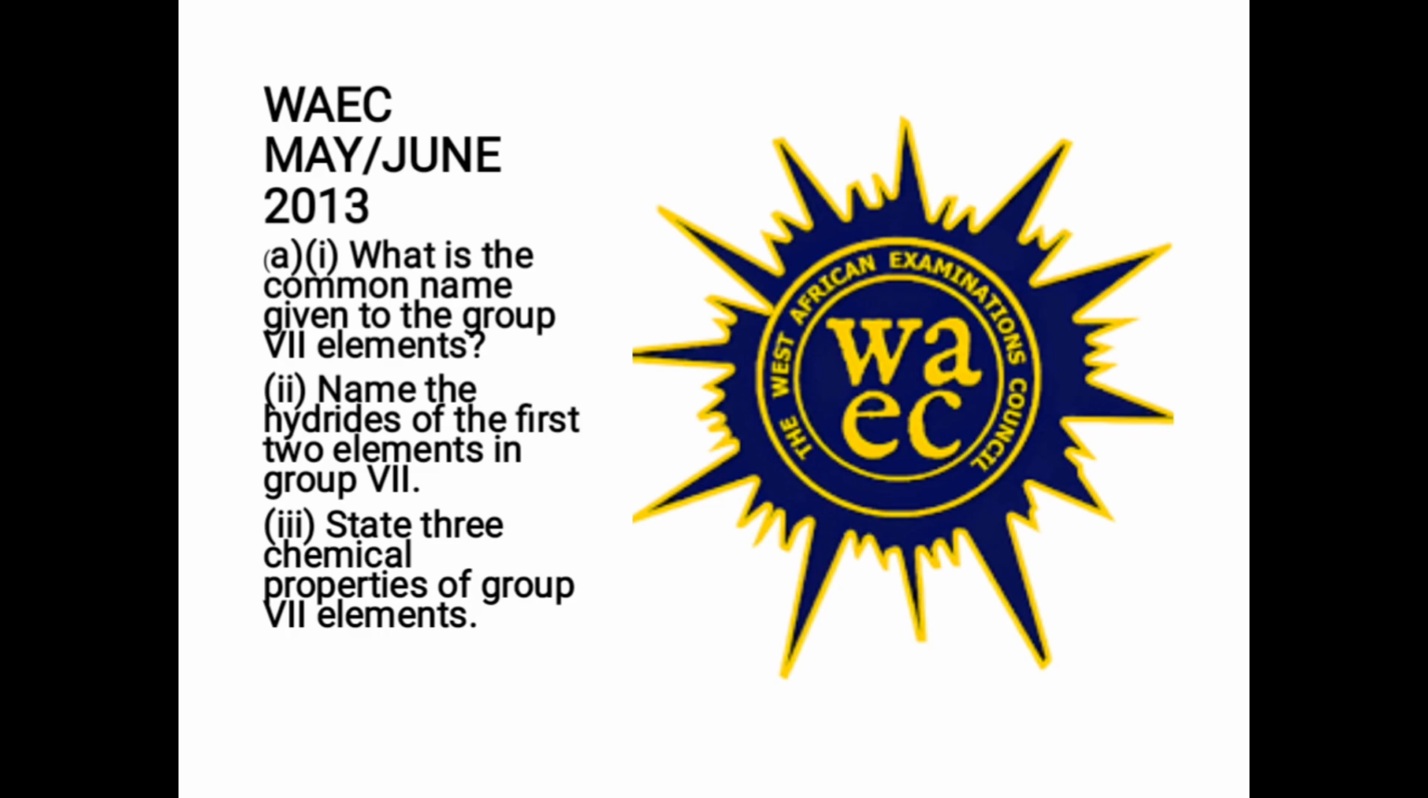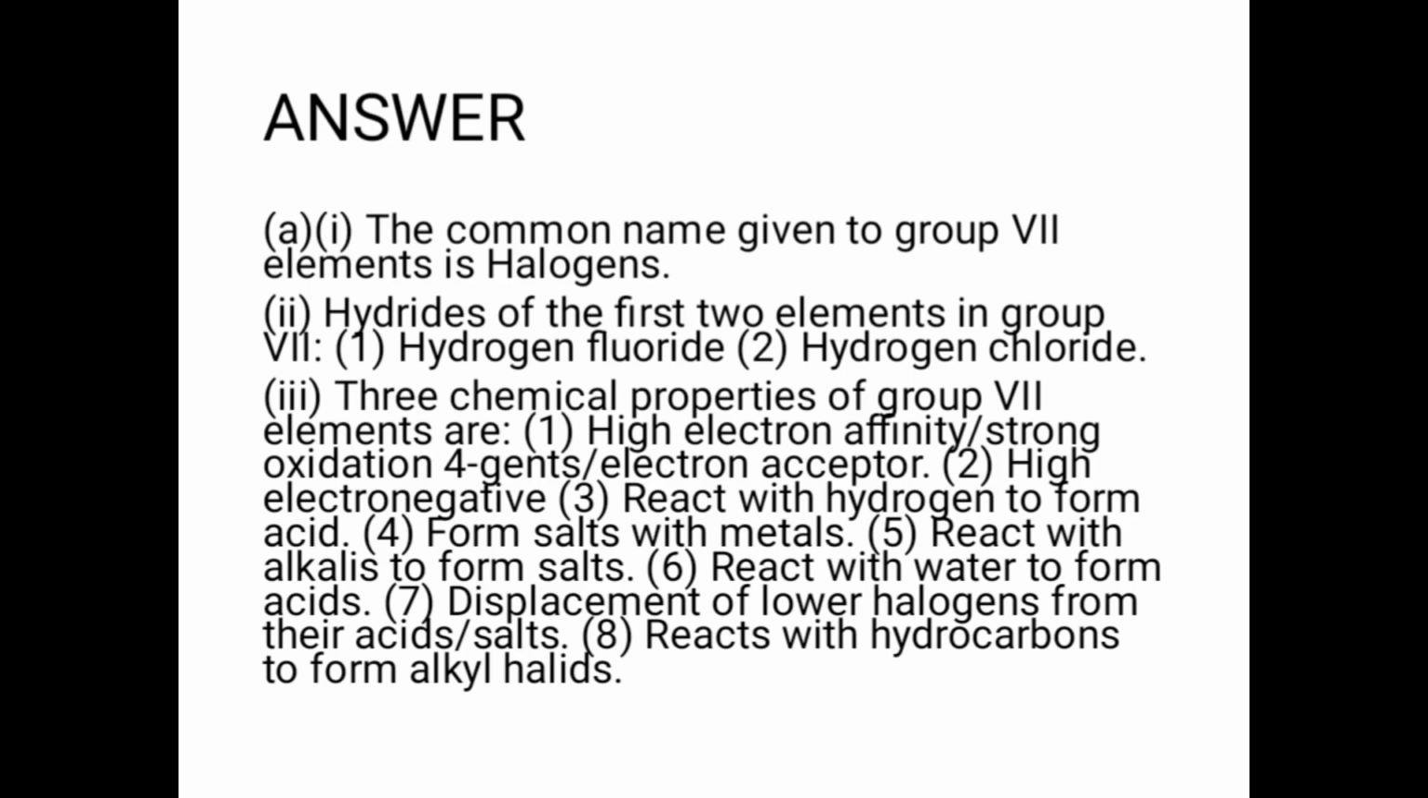So let's have the answer. The common name of group 7 elements is halogens. Group 7 elements of the periodic table are called halogens. And then the hydrides: like we have said, when hydrogen reacts with the halogens, they form hydrogen halides. So they are also called hydrides of group 7 elements. Now, hydrogen reacts with fluorine to form hydrogen fluoride, and with chlorine to form hydrogen chloride, HF and HCl. If you write the chemical formula, you will still be given HF, HCl.